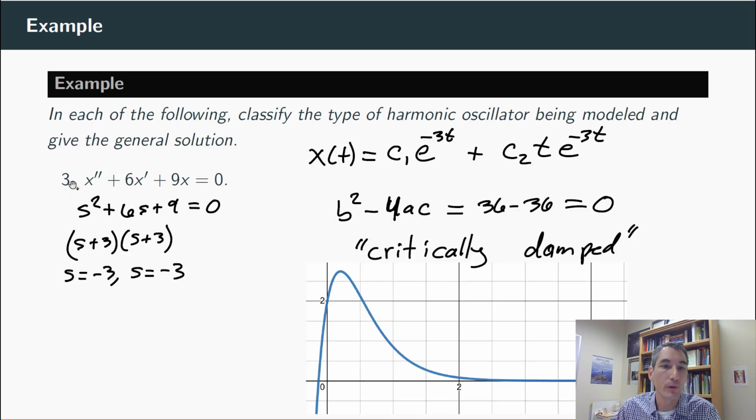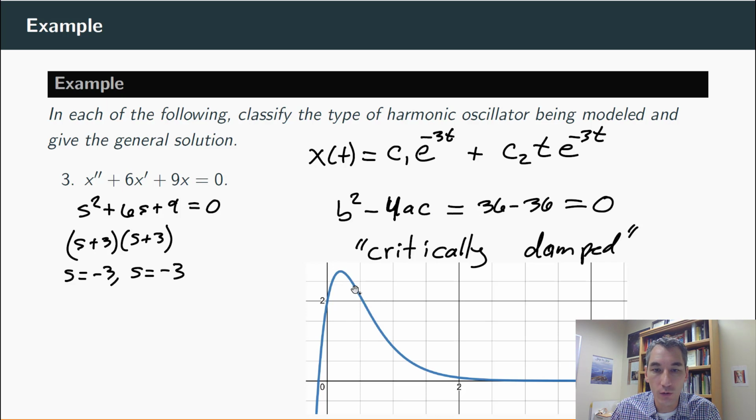Our third example, we've got, looks like a little bit more friction this time. We write down the characteristic equation. We can factor it to find the roots are a double root of -3 and -3. If it's double rooted, that's that critically damped case where that discriminant is equal to 0. So your solution is c1 e to the -3t plus c2 t e to the -3t, critically damped.